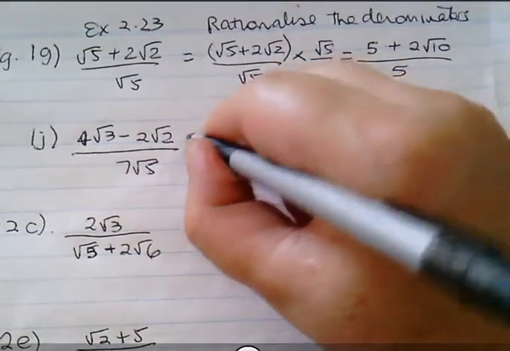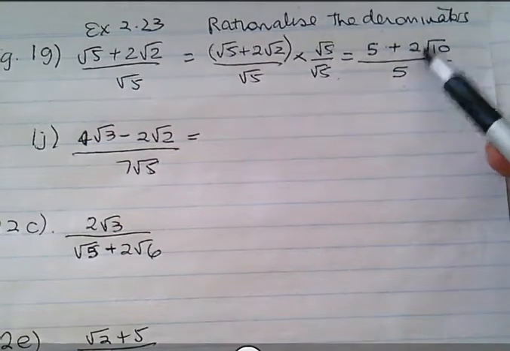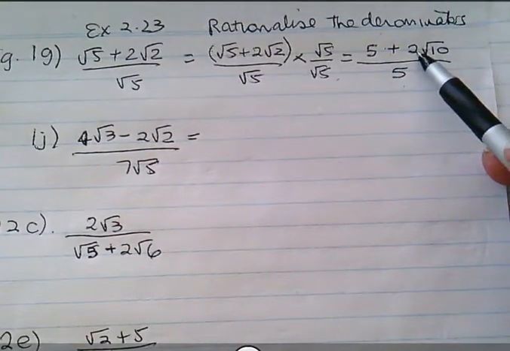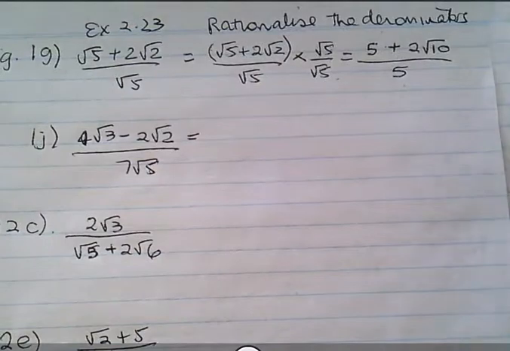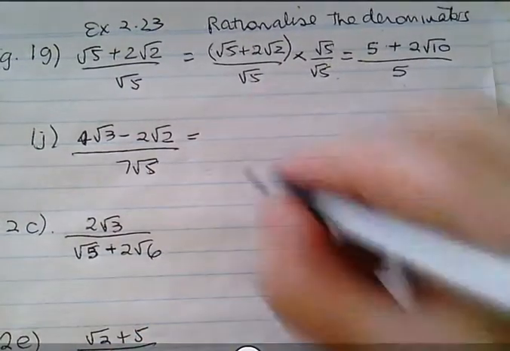All right, next one. It would be different if this 2 out the front was a 5, because I could take out 5 as a common factor and divide by 5. All right, the next one.